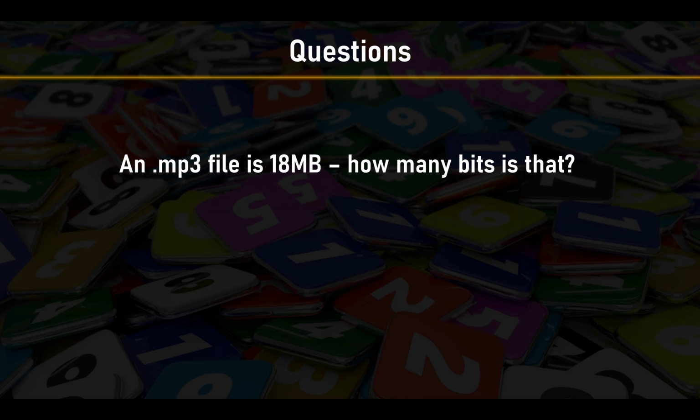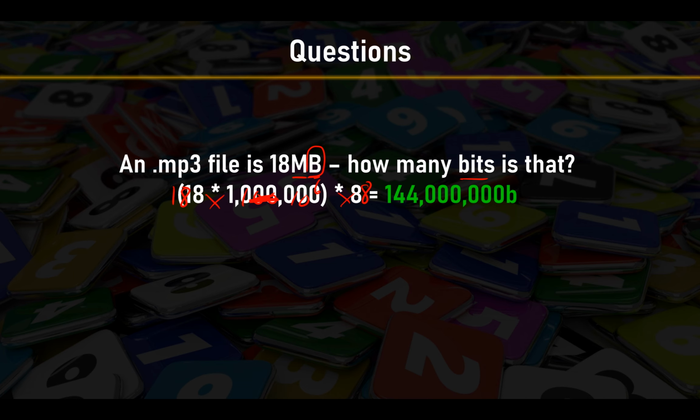Let's try a question. An MP3 file is 18 megabytes. How many bits is that? So let's think: if we want to do 18, we just want to times it by a million, so I'm going to write 10 to the power of 6. Then if we want bits, since this is bytes, we just need to multiply by 8. That should be 144 million bits.